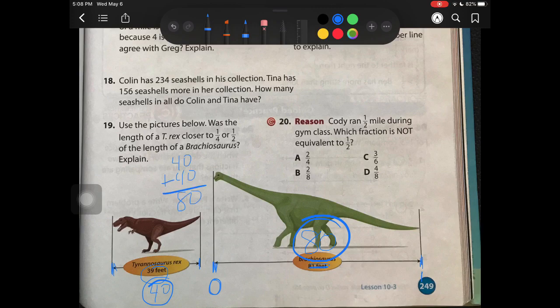I know if I take 40 plus 40, that equals 80. And if we were to take this number line and divide it up in half, I would know that this side has to equal this side, right? And if the total needs to be 80, doesn't this side need to be 40 and this side need to be 40? And it just so happens the T-Rex is about 40 feet. So I think we know our answer. I think our answer is that T-Rex was closer to 1/2 of the length.